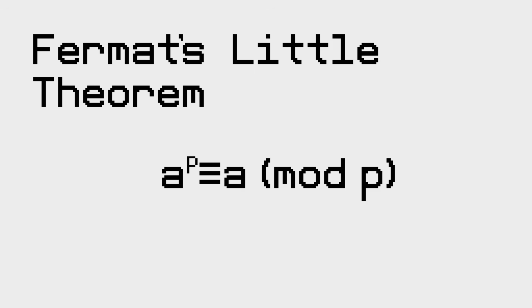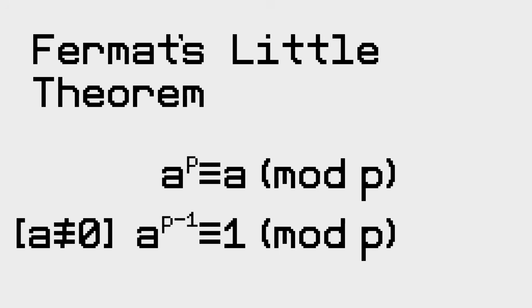Fermat's little theorem states that for a prime modulus p, a to the power of p is congruent to a mod p. If a is a multiple of p, then both sides can be reduced to 0 mod p. If a is not a multiple of p, using what we learned, we can divide by a. This changes the theorem to a to the power of p minus 1 is congruent to 1 mod p. Fermat's little theorem is commonly seen in both forms, but you have to make sure to specify with the second one that a is not a multiple of p.